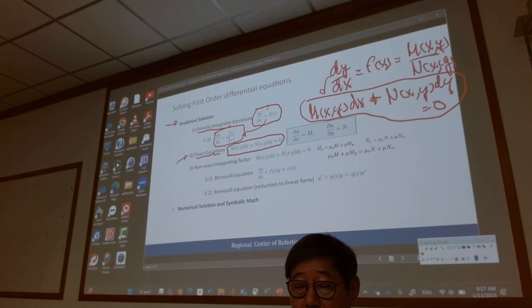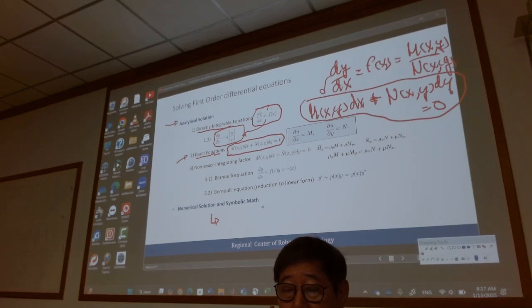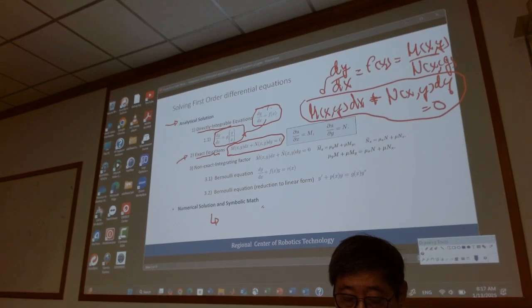If you cannot solve it, you can also obtain a solution by using a numerical method, or maybe you can try a symbolic method. Those are a few ways to find the analytical solution of a first order differential equation.